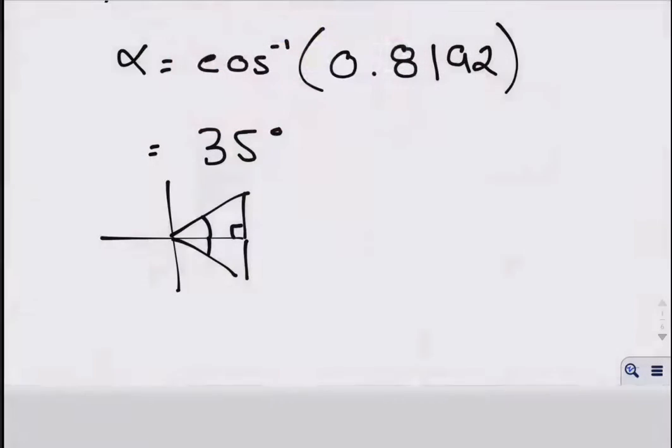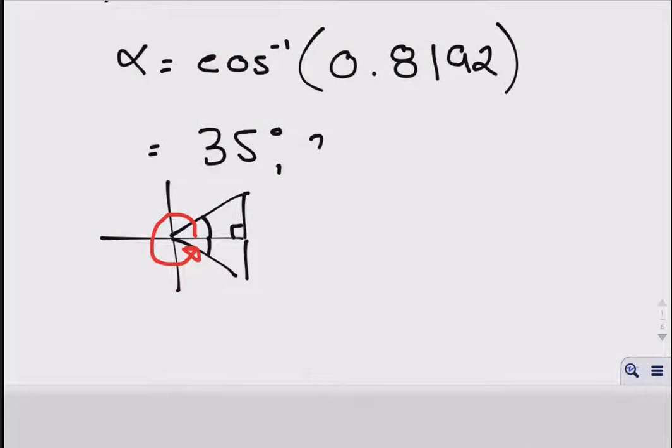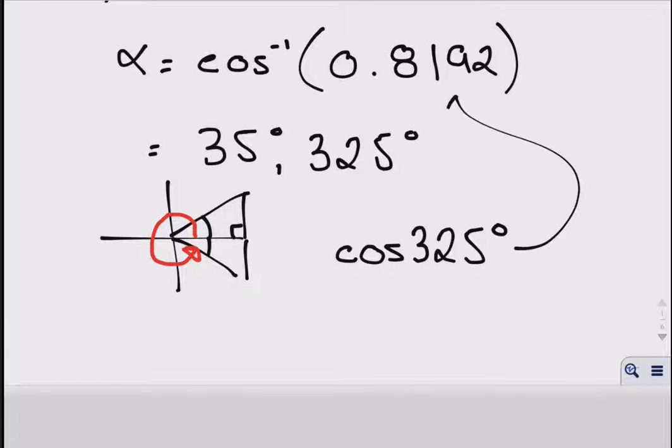Which means, I'll do this in red, my angle goes from 0 counterclockwise all the way to 325. So that's my second angle, 325 degrees. Again, if you want to check that independently, what you can do is do cosine of 325, and you'll end up with the same number as before.